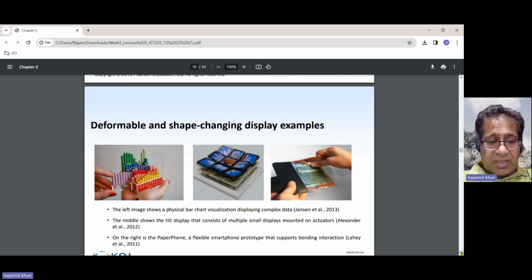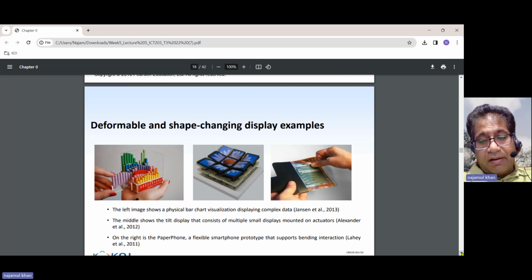The middle one shows a tilt display, which consists of multiple small displays mounted on an actuator. So these things are common as well. Different screens are combined together to display one big display. This is what is used.